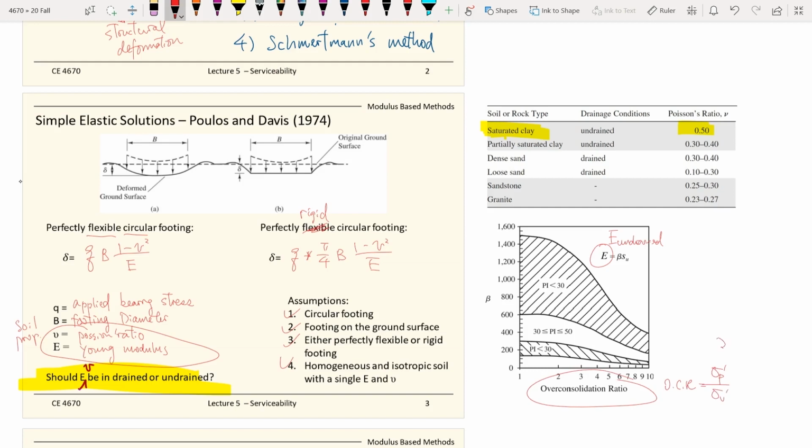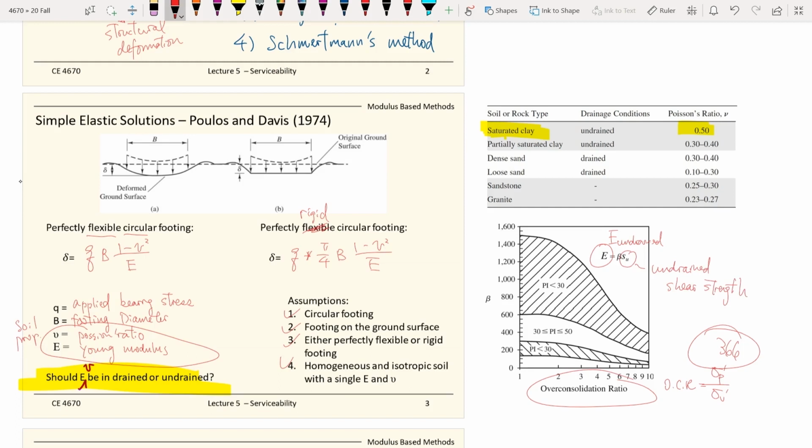So we talked about this in 3662. If you need to refresh your memory about OCR, the overconsolidation ratio, then please go back to the previous lecture from a geotech class. After you are able to calculate the OCR and you know the PI, the plasticity index of your clay, then you can estimate beta, and your modulus will be equal to beta times the undrained shear strength. So this is the undrained shear strength. We talked about this in 3662, the strength of the soil.